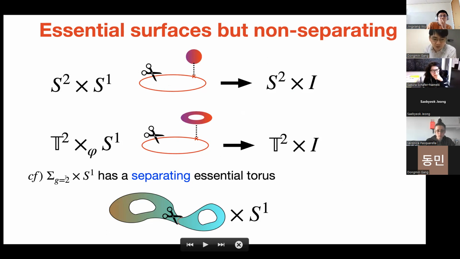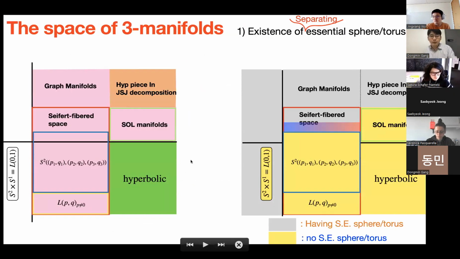So for the other example, something like a Riemann surface times genus 2 Riemann surface times S1 cases. There is a separating essential torus because we can cut along this one, and then we can divide the three manifold into two pieces. So this is an example of separating essential tori. So this is the usual mathematician's classification depending on the existence of essential spheres and tori.